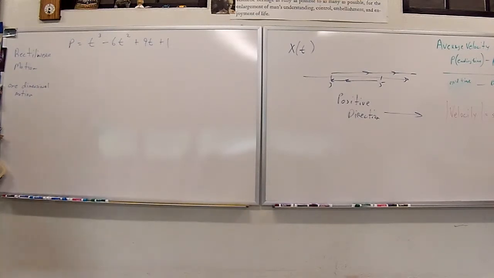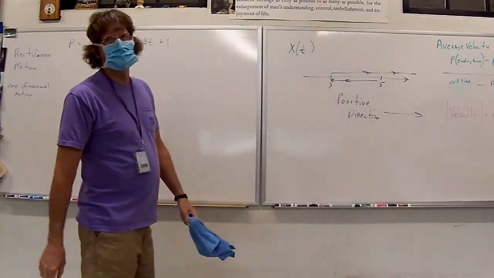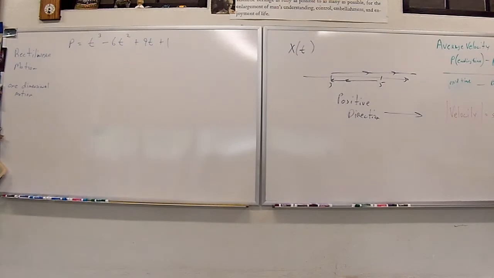1 second, 2 seconds, 3 seconds, 4 seconds, 5 seconds, 6 seconds, 8 seconds, 9 seconds, 10 seconds, 11 seconds, 12 seconds. Those are the times, but my position as I was going left and right is what I'm going to put on my line.